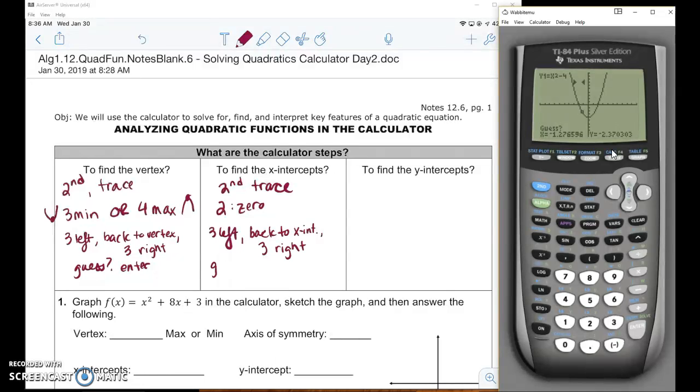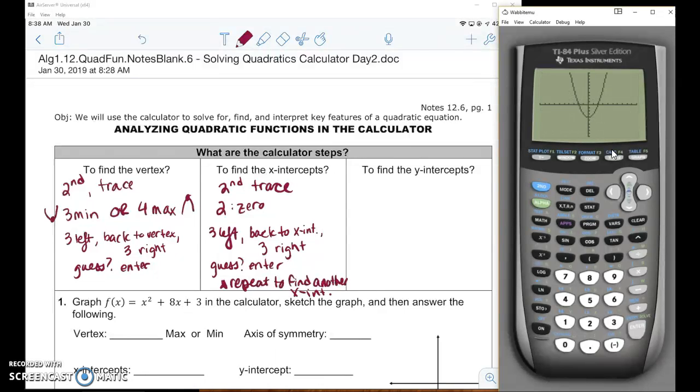When it asks me to guess, I press enter one more time. And it gives me on this quadratic that my 0, or my x-intercept, is negative 2, 0. Then you would repeat this process to find another x-intercept. Often there are 2.